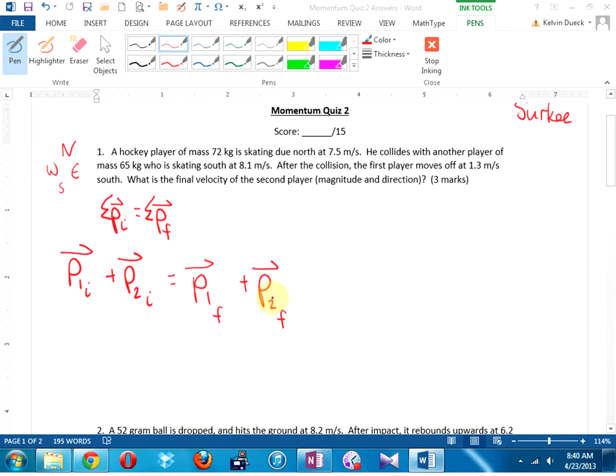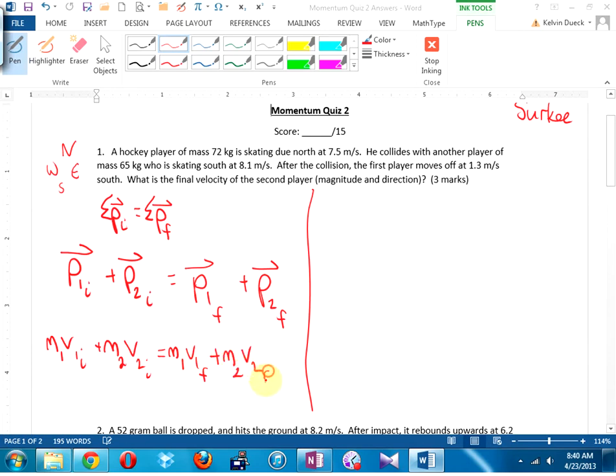Momentum is what times what? Well, I don't need to divide this up. Mass 1, V1 initial plus mass 2, V2 initial equals mass 1, V1 final plus mass 2, V2 final. What are they asking me to find? Looks like they're asking me to find that. How would I get that by itself? I think I'm going to subtract this over and then divide by mass 2.